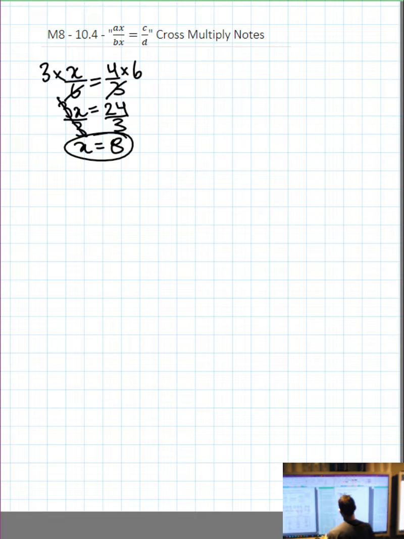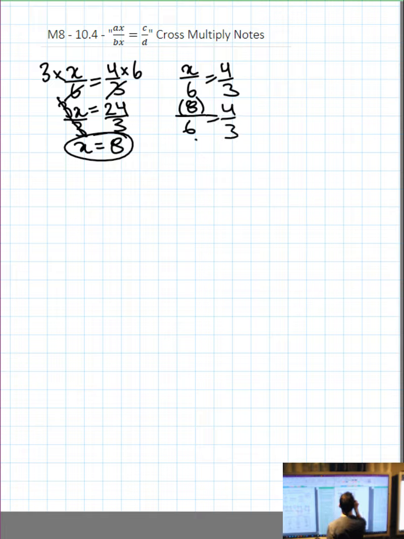But, check your answer. So we have x over 6 equals 4 over 3. Carefully taking our x value of 8, substituting it back in for x with brackets. And 8 divided by 3 simplified is 4 over 3. Therefore, 4 over 3 equals 4 over 3, check mark. So, cross multiplication.